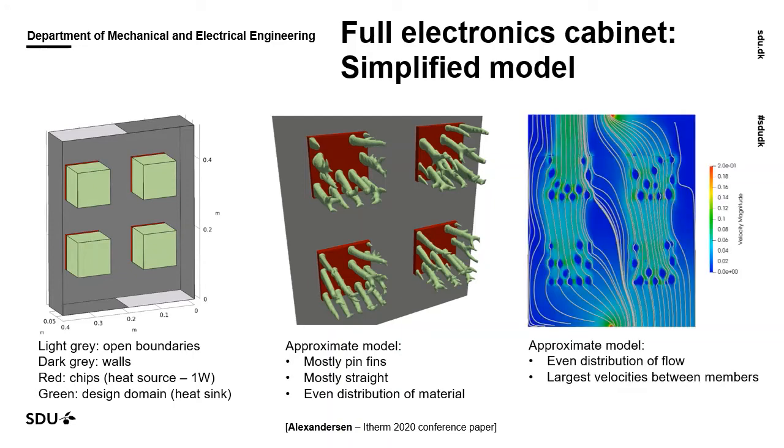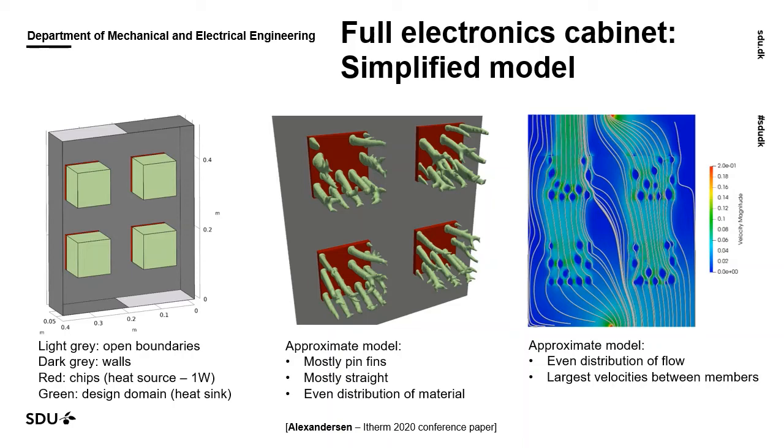This is an approximate model, however, and it's a potential flow model, so we get this very even distribution of the flow. The flow is very quickly distributed across the electronics cabinet, and we get the largest velocities between the members, which of course gives us very nice cooling.